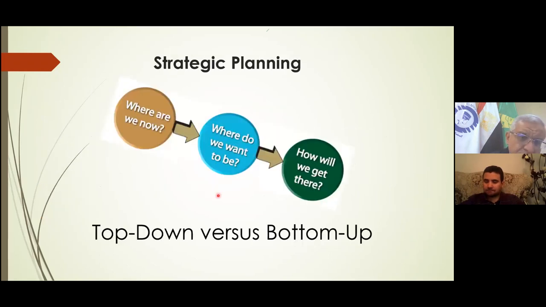Moving to the last part of this, which is strategic planning. As all of us understand, when we start to do any strategic planning, we have top-down versus bottom-up. And we say: where are we now? Where do we want to be? And then how will we get there?